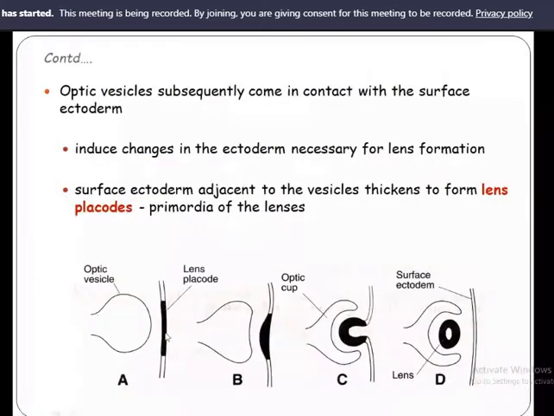Now what is happening over here? If you focus on this part, this is the process of the formation of the lens. Now just trace this diagram, you can see the lens is formed.